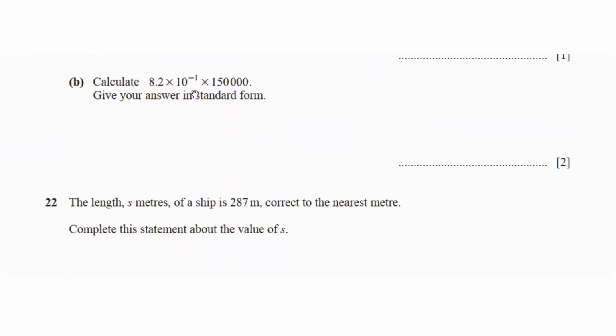Calculate 8.2 times 10 to the power of -1 times 150,000. Give your answer in standard form. So 8.2 times 1 over 10 times 150,000. The 0 cancels out. And we have 82 times 1,500. So if we do 82 times 1,500, that is 123,000, which in standard form is 1.23 times 10 to the power of 5.